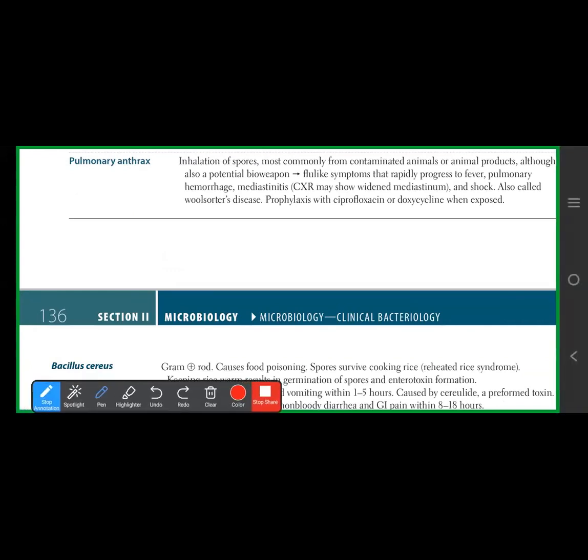First is that they have a capsule. Bacillus anthracis has a capsule, the only bacterium which has a polypeptide capsule. It contains D-glutamate instead of a polysaccharide. That is very, very important. It's very unique. The only bacterium which has a polypeptide capsule containing D-glutamate is Bacillus anthracis. Now, the anthrax toxin is what I told you.